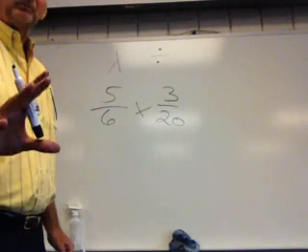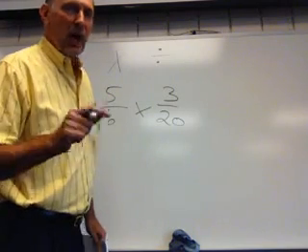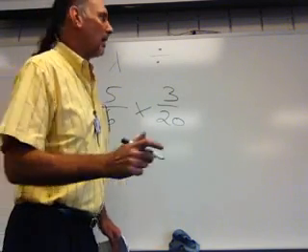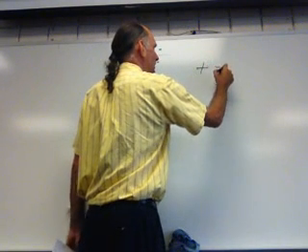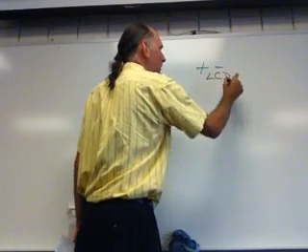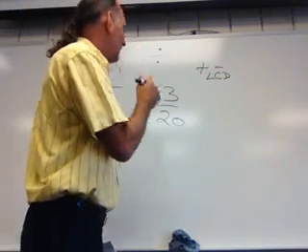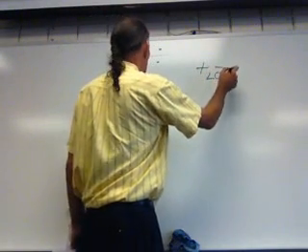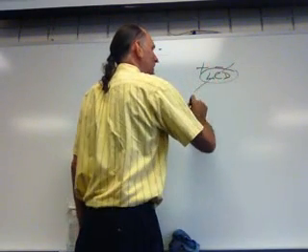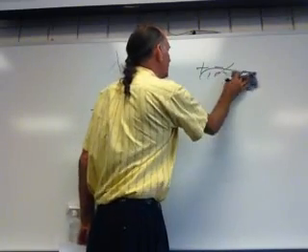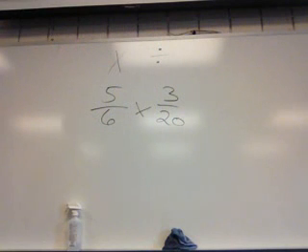Now, something to remember about multiplication and division. You do not need a lowest common denominator. Remember, when you add or subtract, you need a lowest common denominator, or at least a common denominator. For multiplication and division, you do not need that. Just for addition and subtraction, not for multiplication and division.